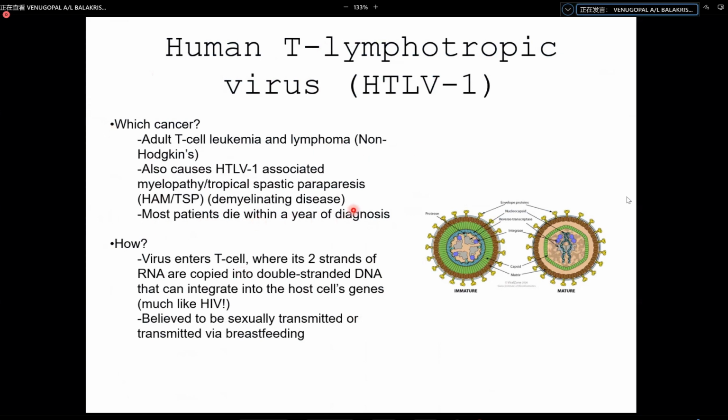So this is very, very highly infectious. Once you are diagnosed, you only have about 1 year; the patient dies if they cannot be treated. How does this happen? The virus enters the T cell, where its two strands of RNA are copied into double-strand DNA. You see, they go in and instruct the cell to produce the DNA, okay, ready to be sexually transmitted or transmitted via spreading.